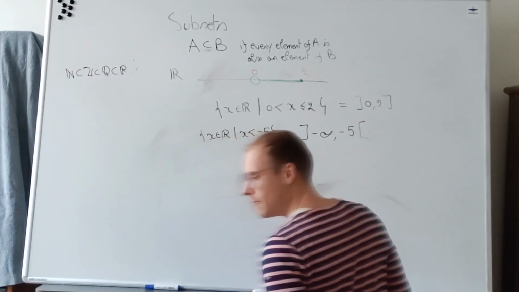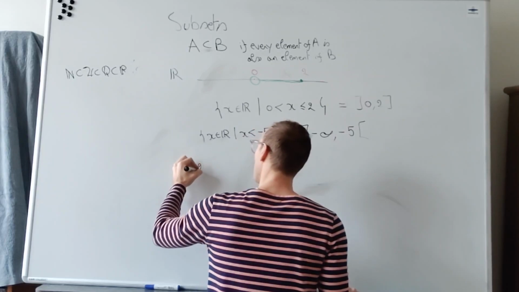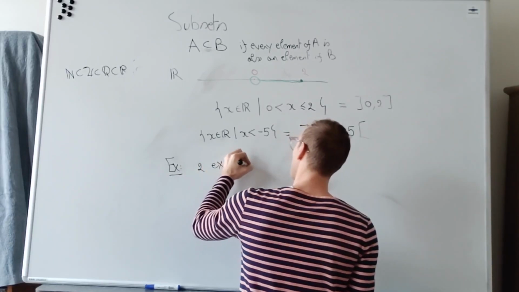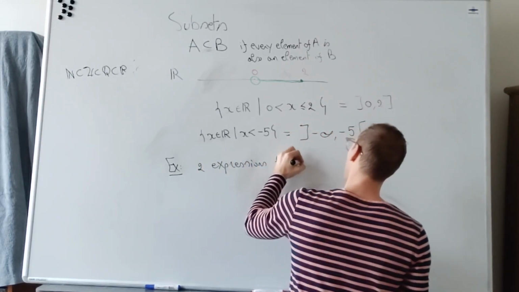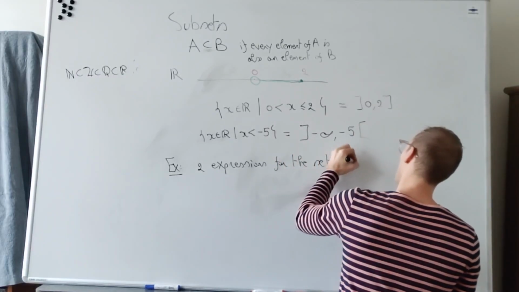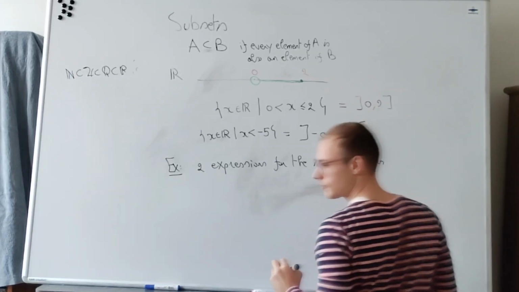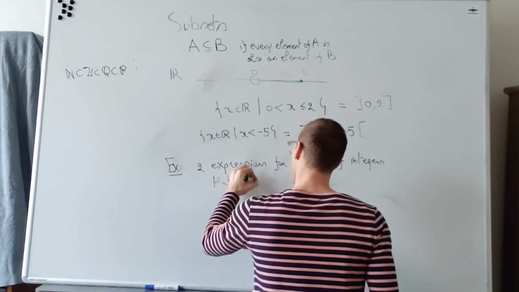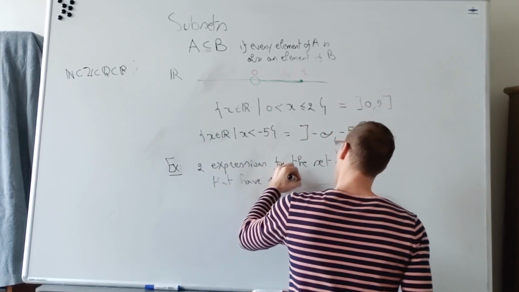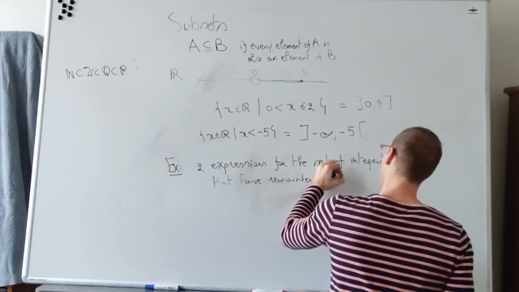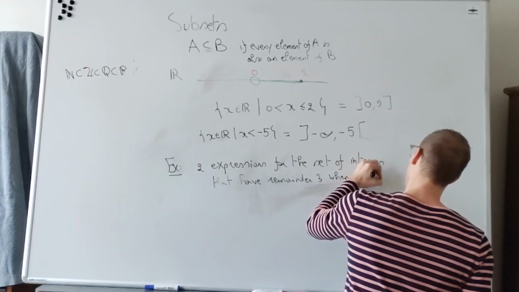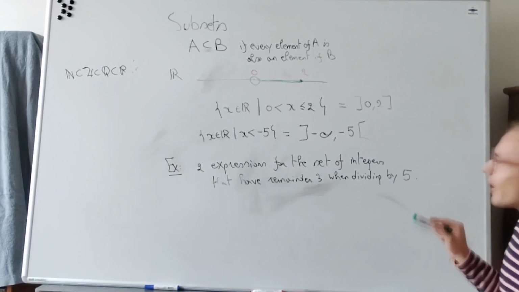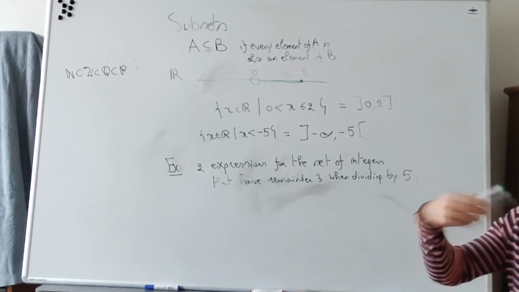And to end, maybe an exercise. This is an exercise: give 2 expressions for the set of integers that have remainder 3 when dividing by 5. We've actually seen almost every notation to give 2 expressions, so I leave it to you to be a bit creative.